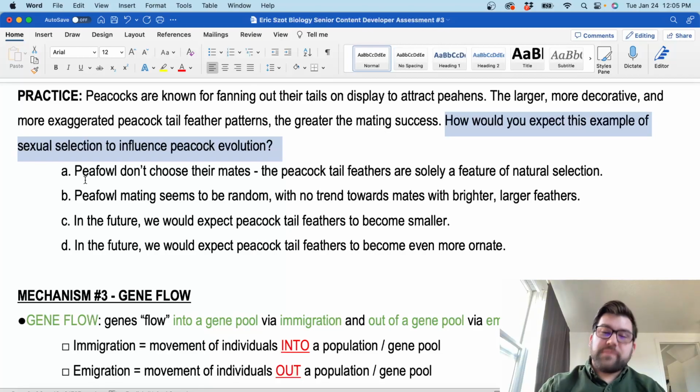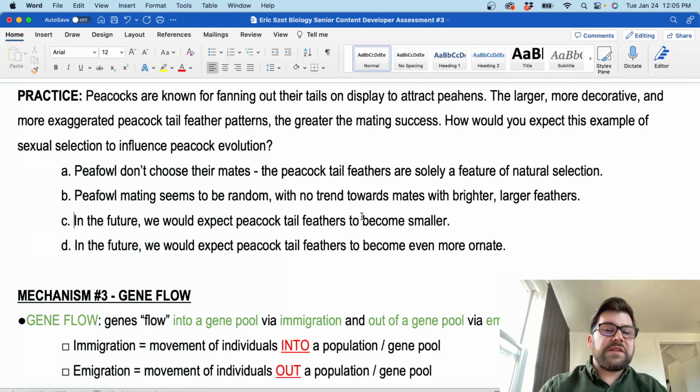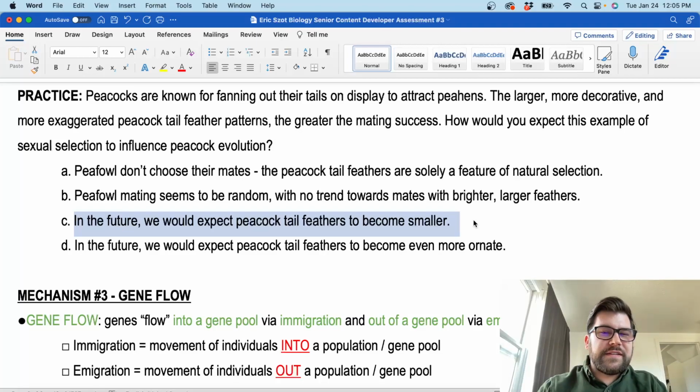A, peafowl don't choose their mates. Well, nope, just going to move right past A. B, peafowl mating seems to be random. Definitely not B, definitely not random. So C, in the future, we expect tail feathers to become smaller. Doesn't seem to be the case based on what we've observed so far.